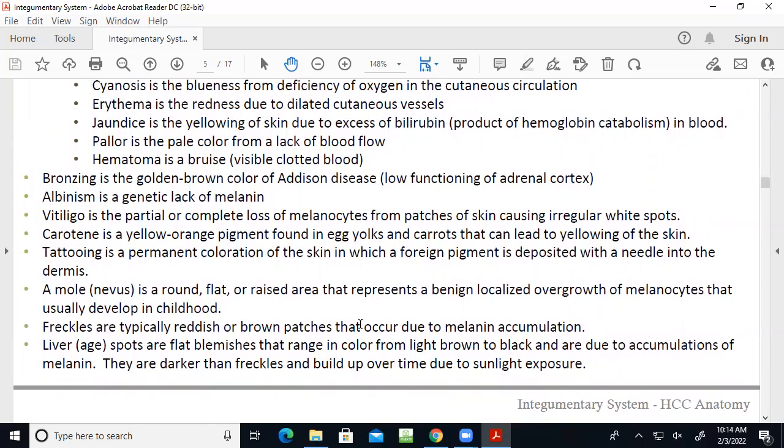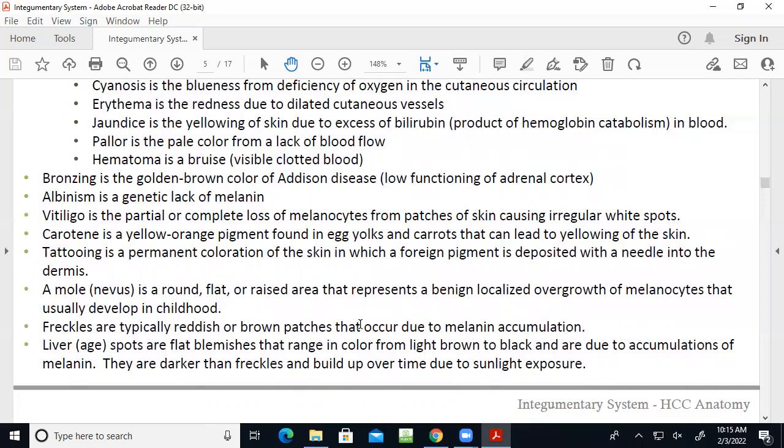Okay. Bronzing is the golden, golden brown color due to a condition called Addison's disease, where the adrenal cortex is low functioning. It's not like the bronzer that comes in a tube that you can put on your skin. That's not bronzing as far as this class goes. Albinism is a genetic lack of melanin. So in this case, that person will not produce melanin, and therefore their skin is really susceptible to that UV radiation. They look super, super fair complected. Their hair a lot of times is like sheet white.